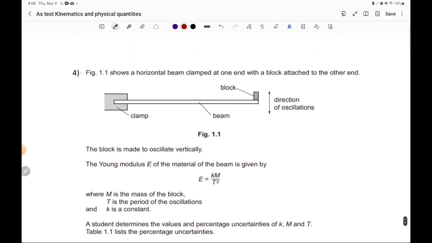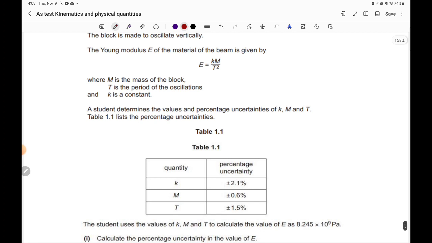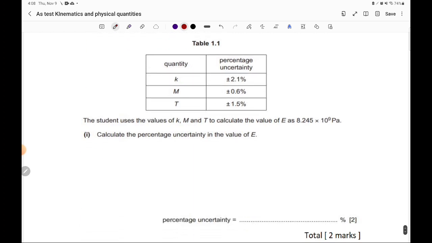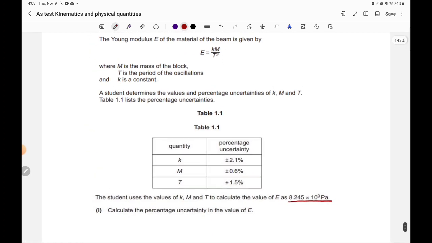So the last question with us is this. The figure shows a horizontal beam clamped at one end with a block attached to the other end. The block is made to oscillate vertically. The Young modulus E of the material of the beam is given by this expression, where m is the mass of the block and T is the period of the oscillation, k is a constant. A student determines the values and the percentage uncertainties of k, m and T. The student used the values to calculate the value of E. Your target is to calculate the percentage uncertainty in the value of E.